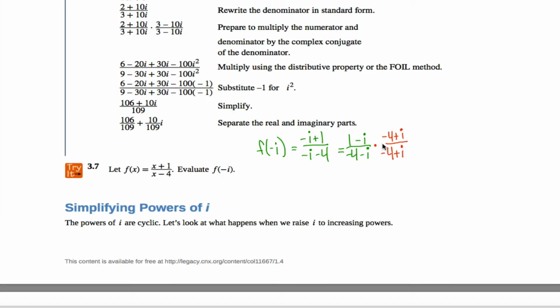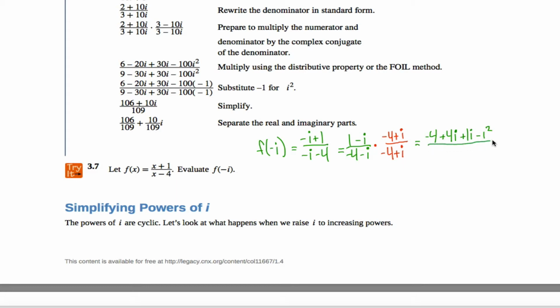And note, since I'm doing it to the top and the bottom of the fraction, I'm not changing the value of the fraction. So what I come up with over here will be the same as what I have in green here, which is what I have here. So let's FOIL things out. 1 times negative 4 is negative 4. Negative i times negative 4 is positive 4i. 1 times i is just i, or 1i, if you want to write it like that. And negative i times i is negative i squared.